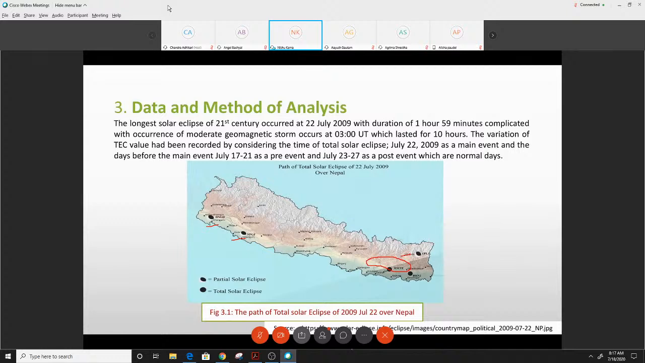We can see in the map, the stations are highlighted, and the eclipse was totally viewed from two stations, Ramite and Biratnagar. And the eclipse was partially viewed from other stations: Sangari, Nepalganj, and Saplecho.